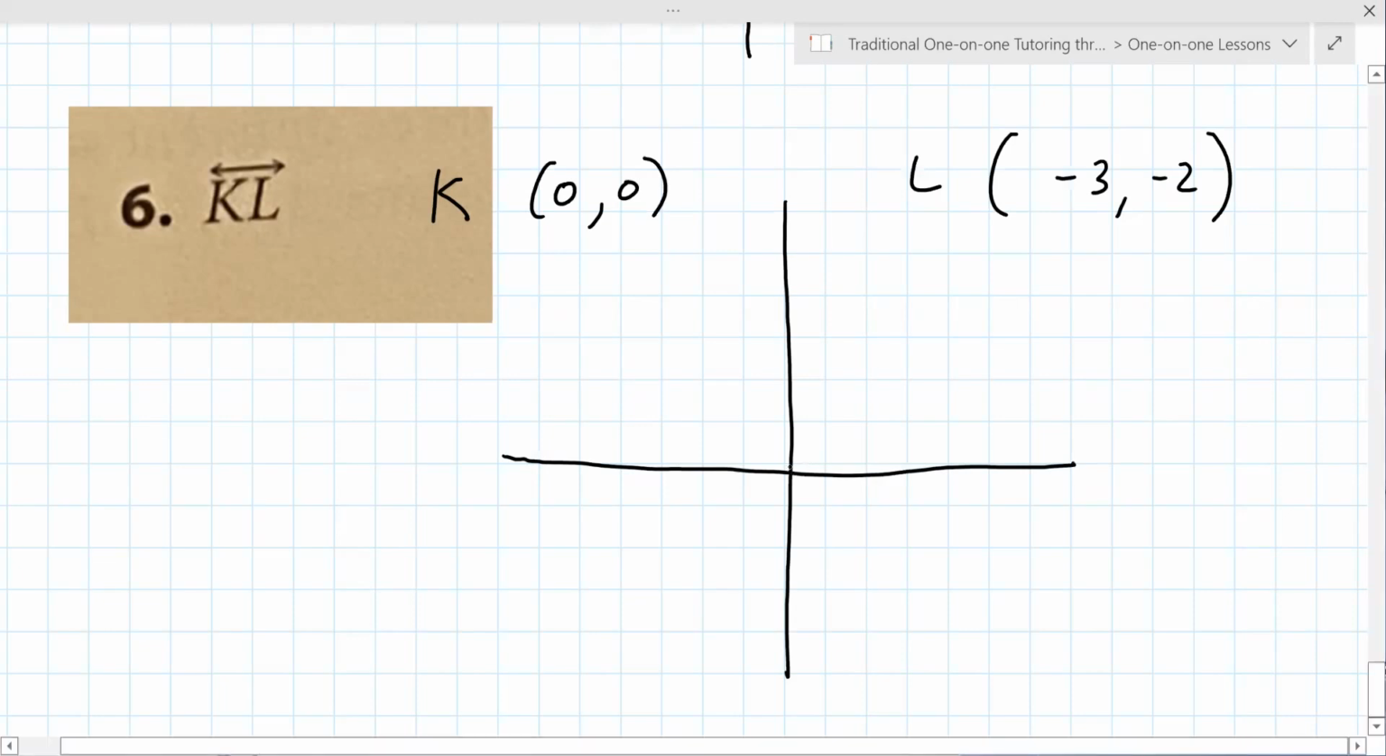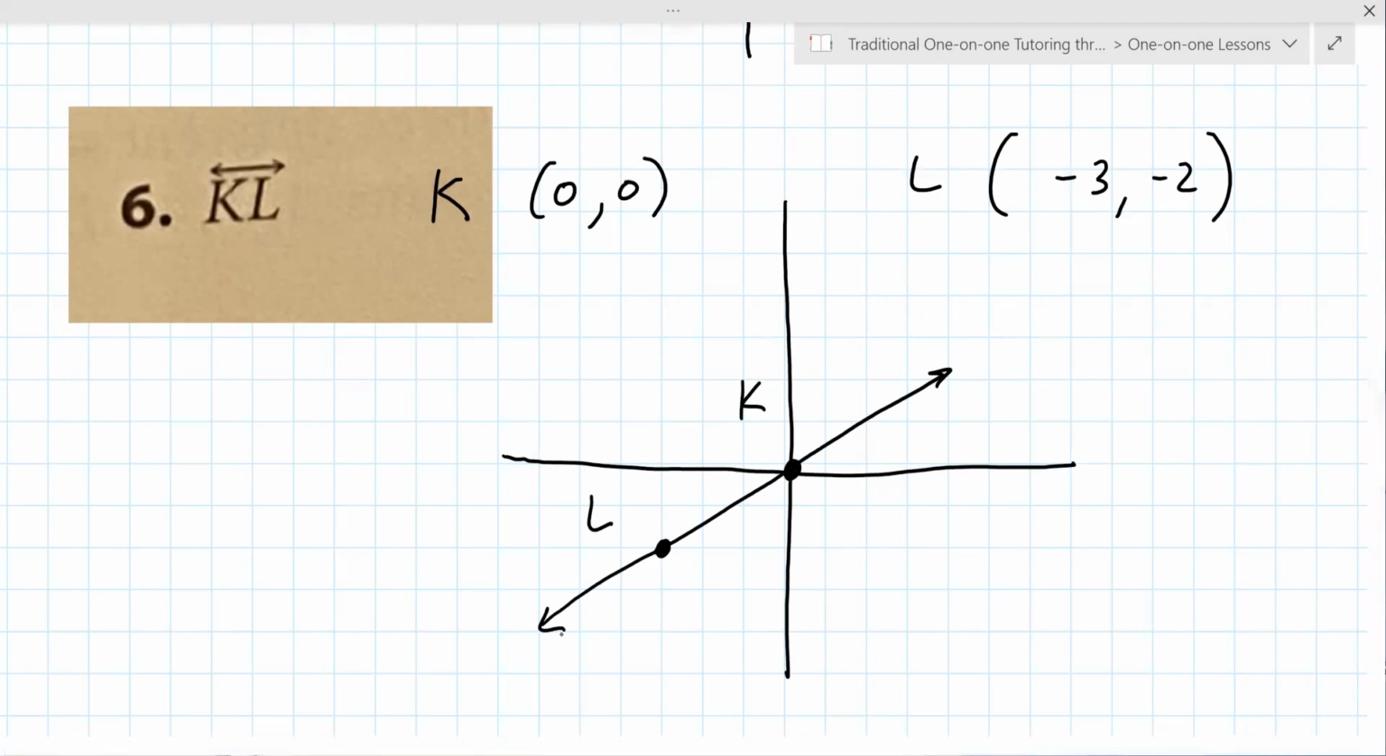All right, so here's the point K, and then L is over here. This is K and this is L. So you want to draw a line between them with the arrows going in both directions. All right, got it. Great.